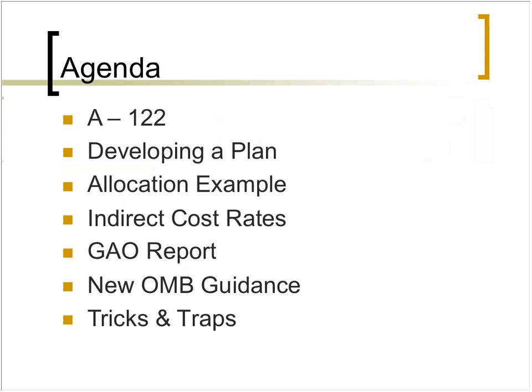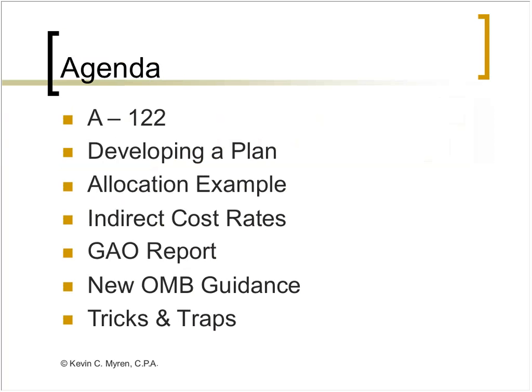The agenda that we're going to look at today is starting out with OMB Circular A-122 and looking at the current rules around cost allocation and how to handle that, developing a plan, how you can actually use this information to develop a plan for cost allocation within your organization if you don't have one, or perhaps to reevaluate yours if you currently have it and make sure that it's meeting all of the technical requirements of the OMB circulars.